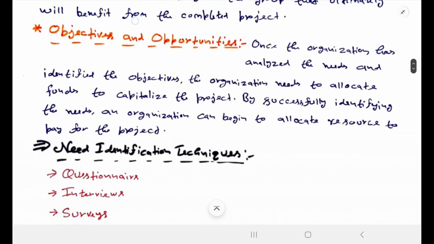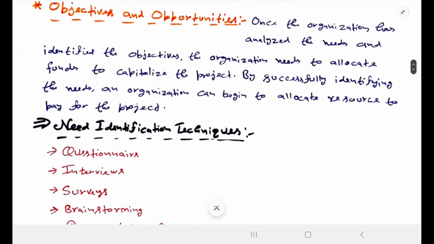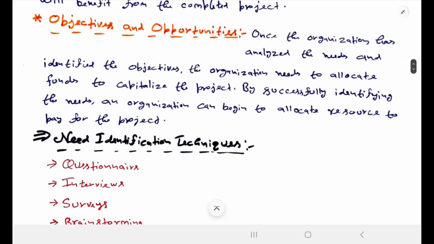The next step is objectives and opportunities. What will be the objective of our project and what kind of opportunities we will get after completion of the project. In this process we will analyze all these needs. The allocation of funds to the project and the human resources applied to the project, all these things come under this step.